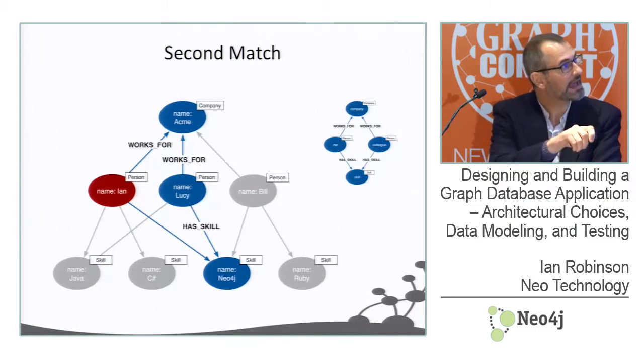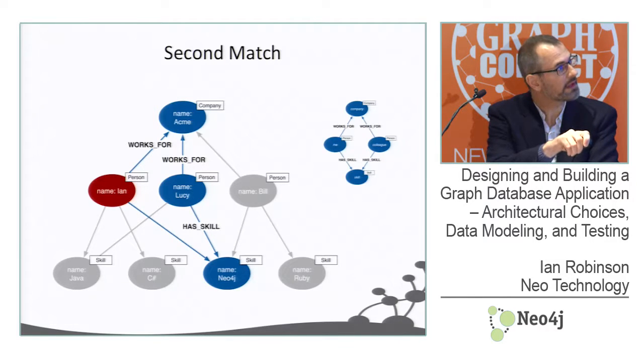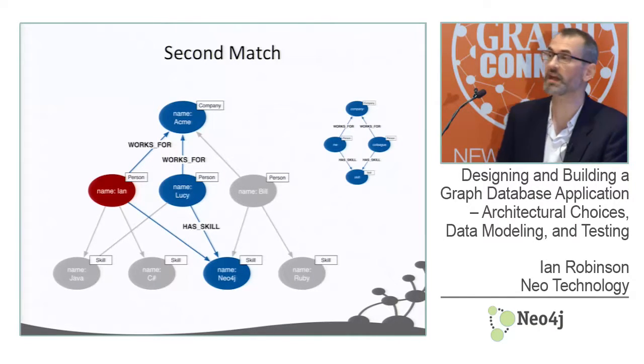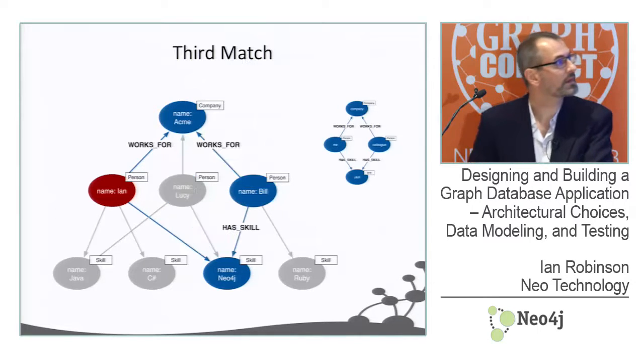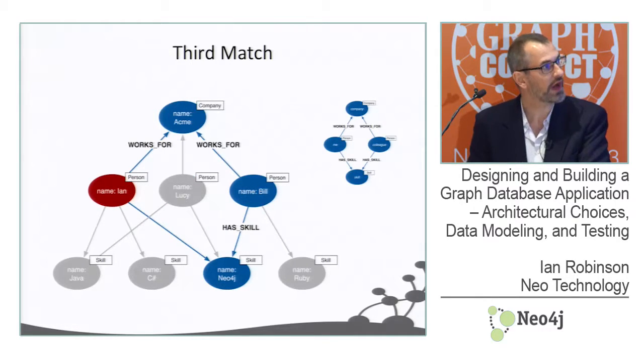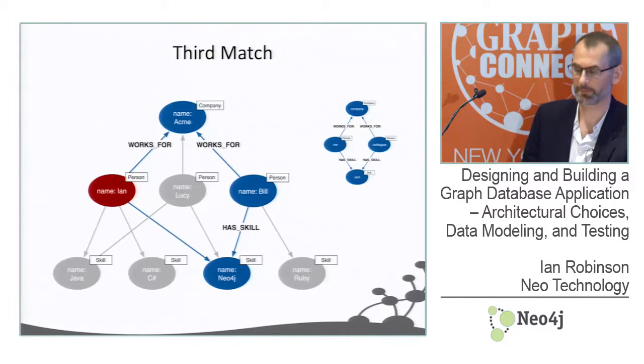Second match. Again, Ian and Lucy work for Acme. This time they both have the skill Neo4j in common. And then our third match, Ian works for Acme, Bill works for Acme. Ian and Bill both have the skill Neo4j. Okay.